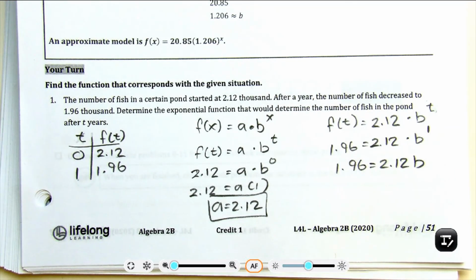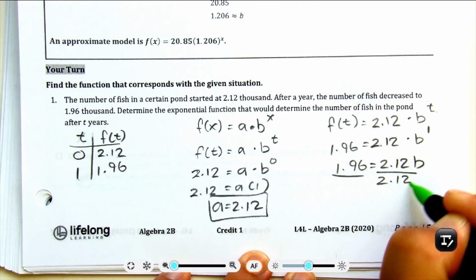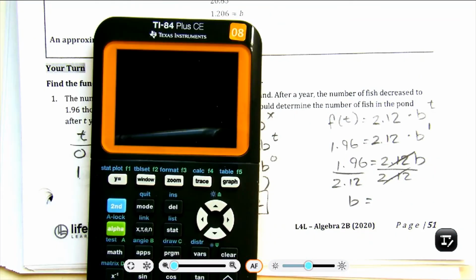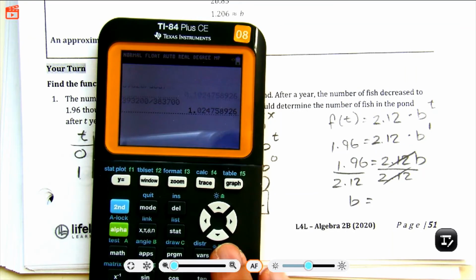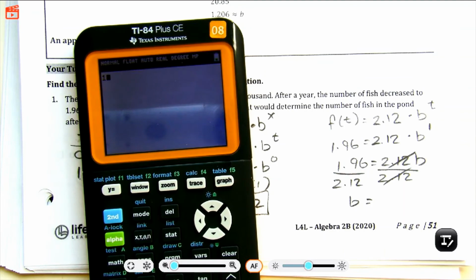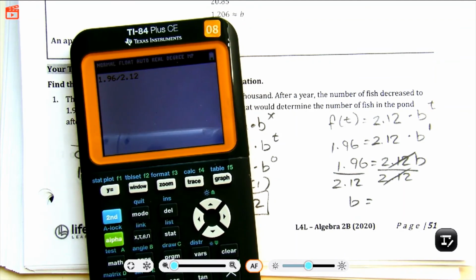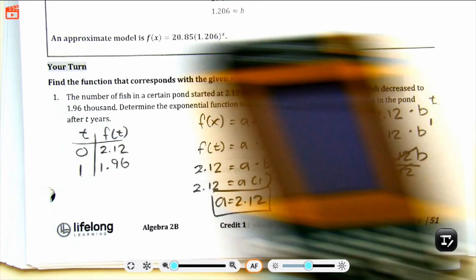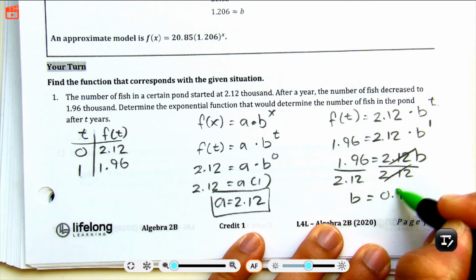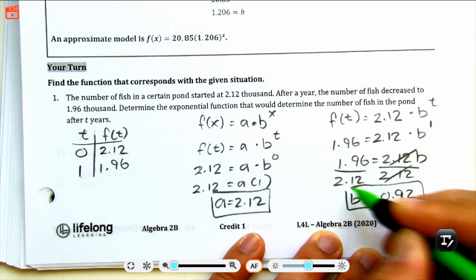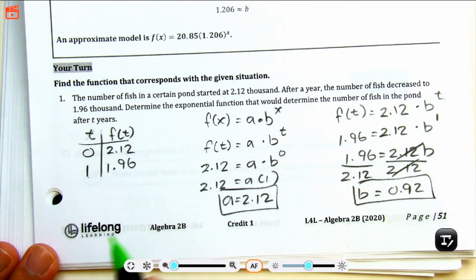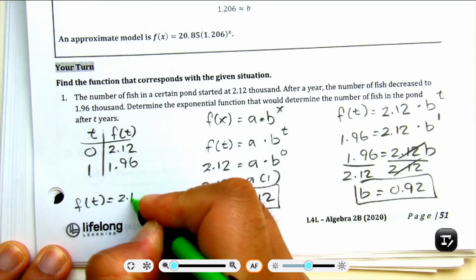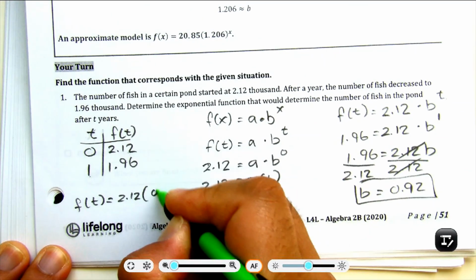And then I would divide both sides by 2.12. So b would equal 1.96 divided by 2.12, which is about 0.92. And then we could write our function equation on the side here. So f of t is equal to 2.12 times 0.92 to the t power.